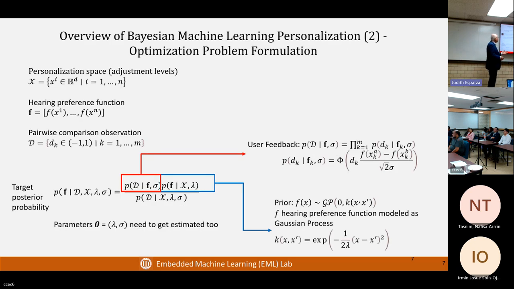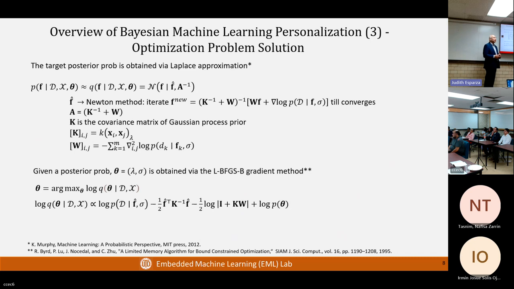Very briefly, on the algorithm: we have a Bayesian framework, we have the user feedback, and then we have the prior probability, which is modeled as a Gaussian process. What we are trying to do is find a preference function that maximizes the posterior probability. And then, of course, the parameters of the models we've considered need to be estimated too. The estimation is done in 2 steps. First, we use a Laplace approximation to get an estimate of F, and then we fix F and get the optimum parameters for that F. This is done in an iterative manner until we reach convergence.